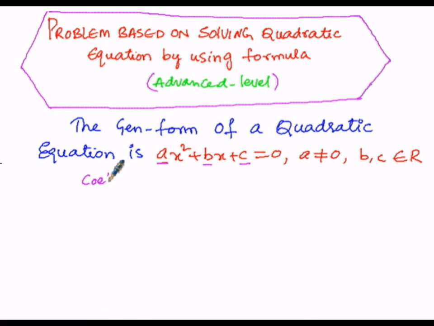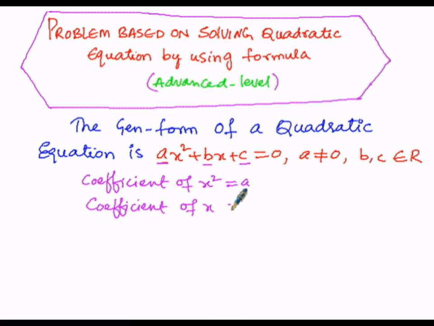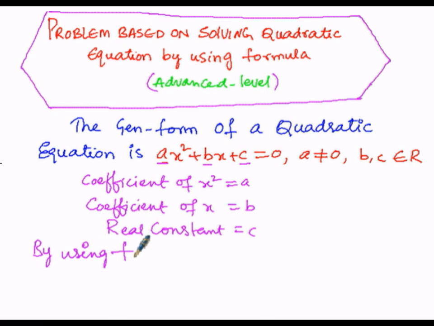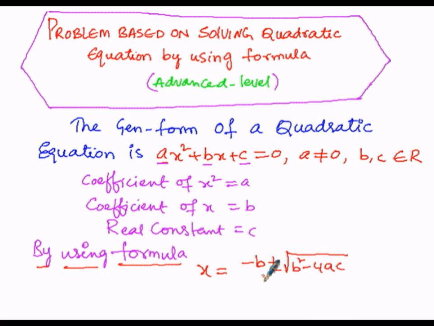So here the coefficient of x square is a, the coefficient of x is b, and the real constant is c. And in order to find out the x value by using the formula, the formula is minus b plus or minus root of b square minus 4ac overall divided by 2a.